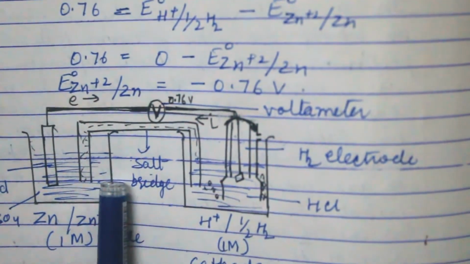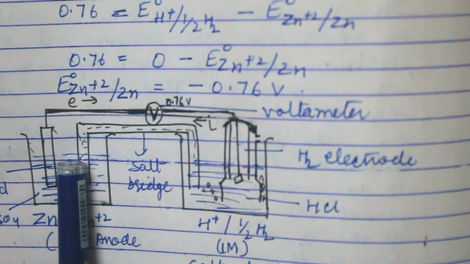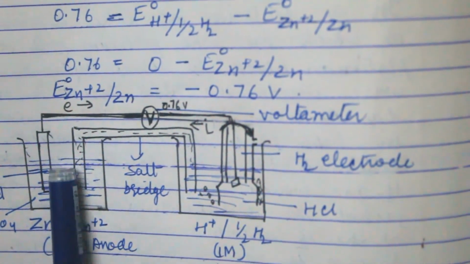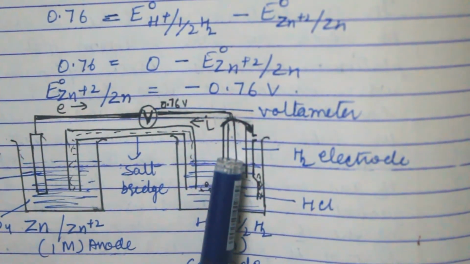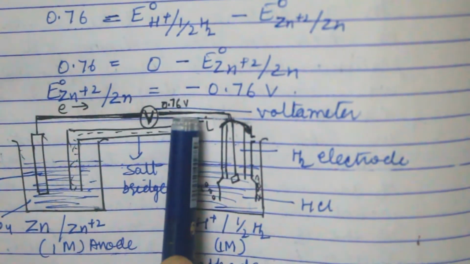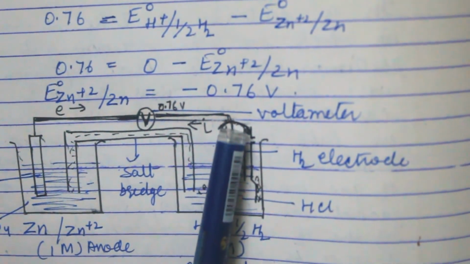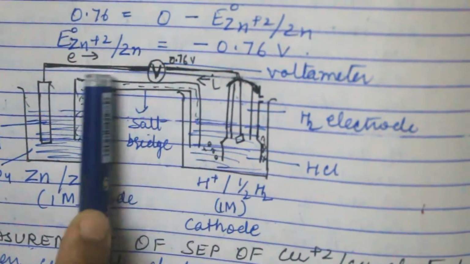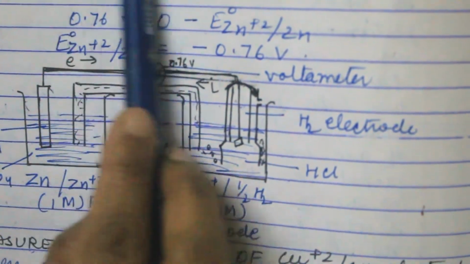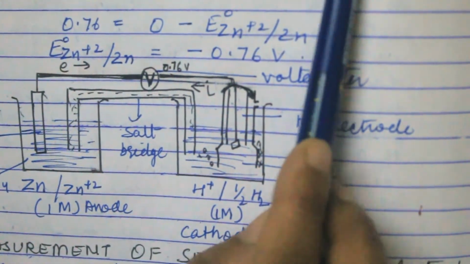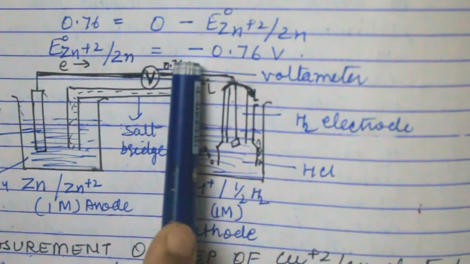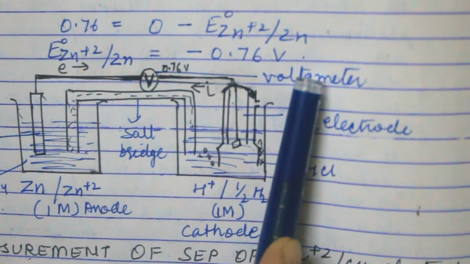So if we connect it with zinc, if the zinc is on the left hand side, then it acts as anode, and the hydrogen electrode acts as cathode, because zinc releases electrons and current is released from the hydrogen electrode. So on putting the values in this equation, we get minus 0.76 volt.